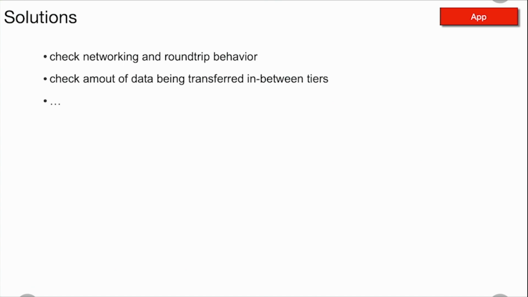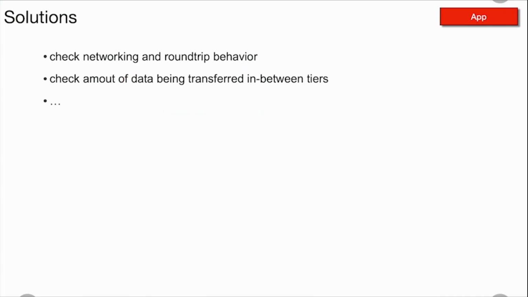But to identify, you can check the networking and round-trip behavior of your application. There are actually tools that allow you to do that. I think Amazon Lighthouse or something like that is helping you with that. And then check the amount of data being transferred in between those tiers.